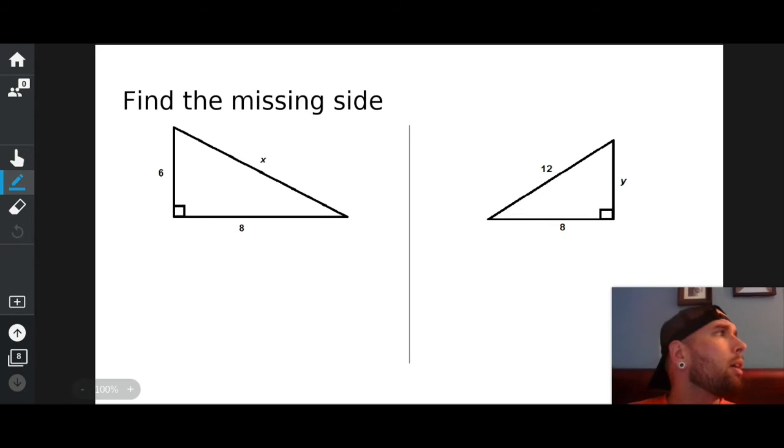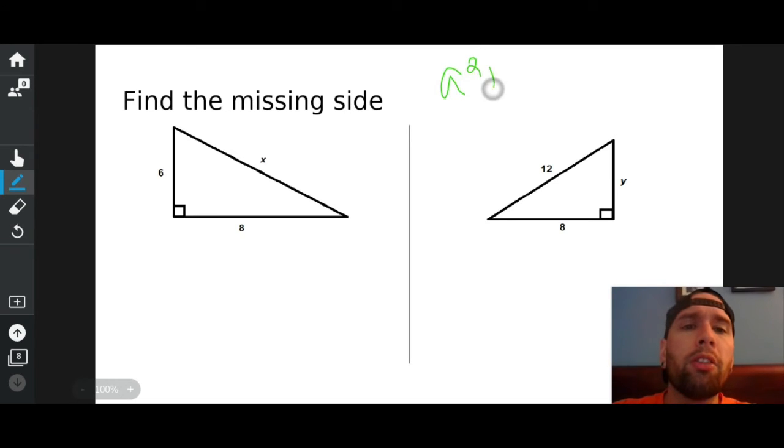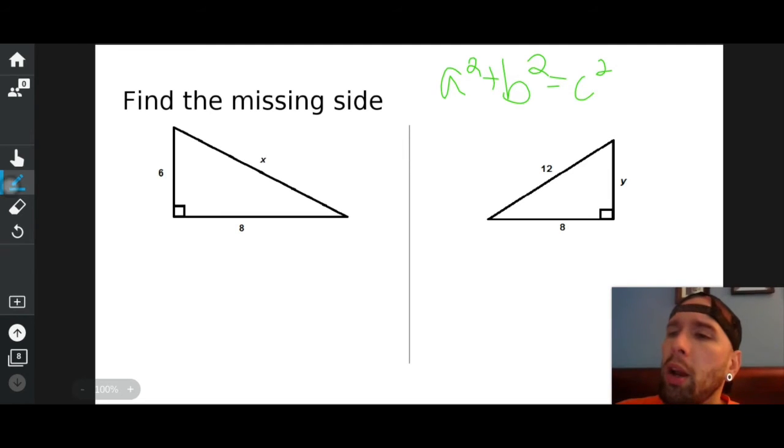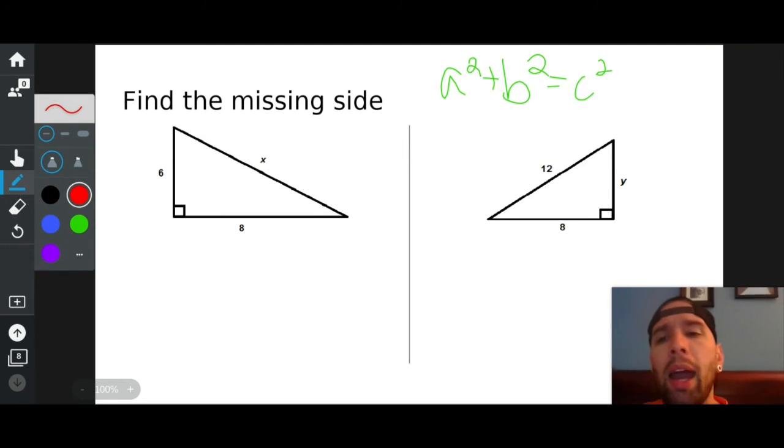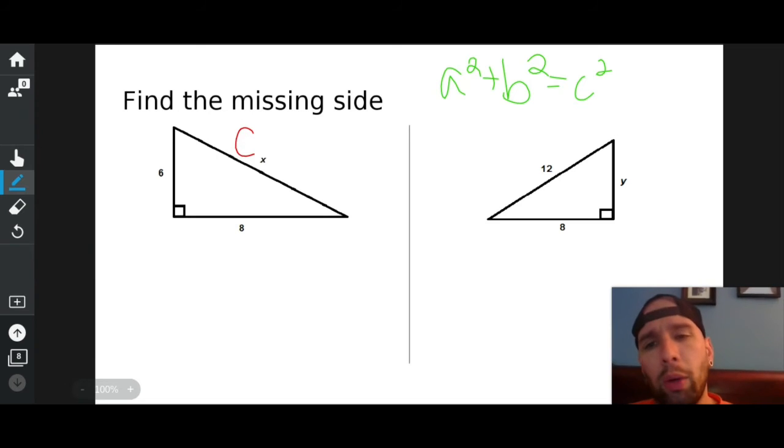So let's bring back Pythagorean Theorem, which is what we did in Chapter 7. In order for us to really do well in Chapter 8, we're going to need to understand a lot of what we did in Chapter 7. These are right triangles. What do I do when I have to find the missing side of a right triangle? Pythagorean Theorem, of course. There's our old friend. When I label my triangle, I have to make sure that my longest side is always C. It doesn't matter what your other two sides are as long as the longest side is C.